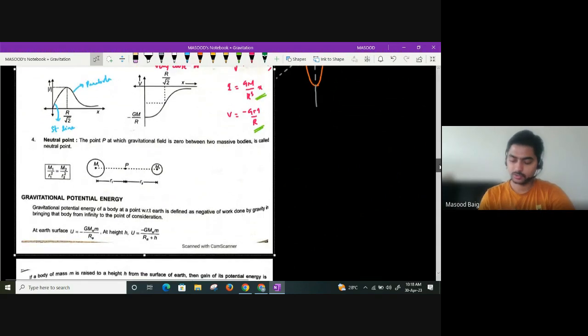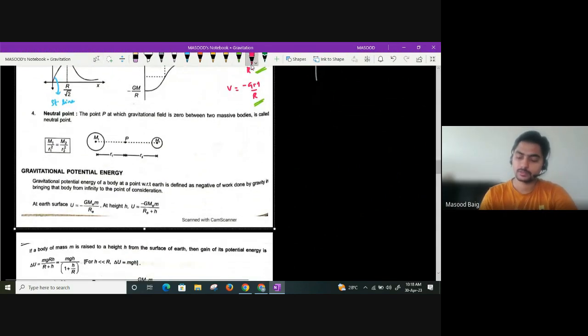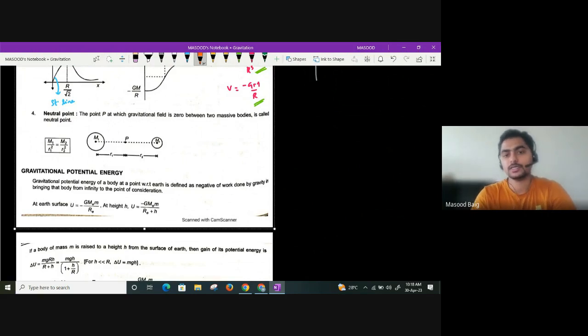Then we have something called the neutral point. Now, what is a neutral point? It is also called the null point, guys. That particular point where the field is zero will be called your neutral point, or the gravitational force experienced by a test mass kept at that point should be zero.